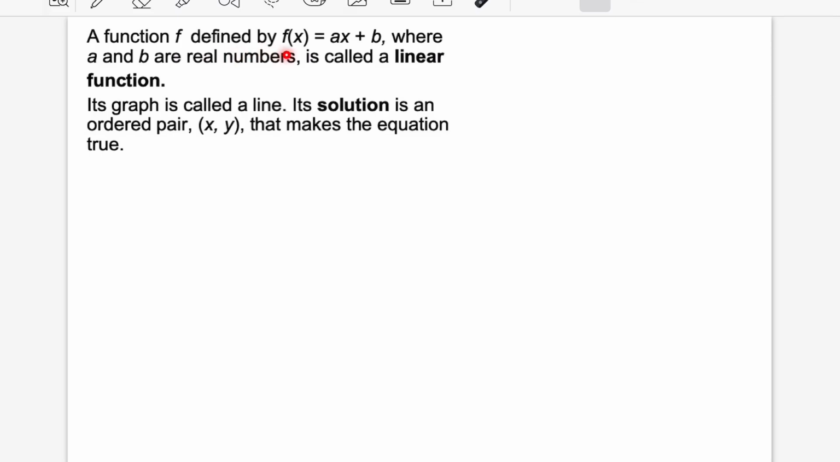A function f defined by f of x is equal to ax plus b, where a and b are real numbers, is called a linear function. And its graph is called a line. And its solution is going to be an ordered pair that will make our equation true. So we'll start with an example.